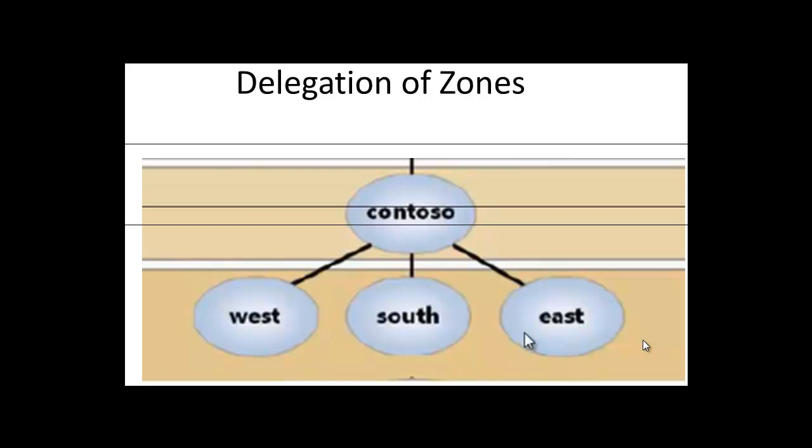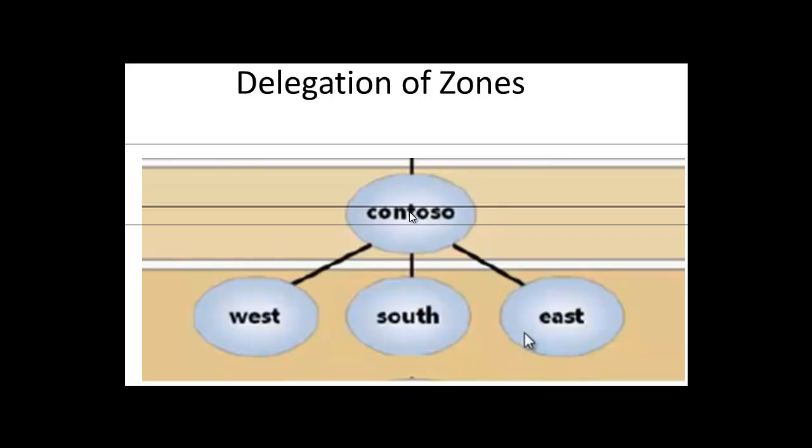Hello again, everyone. In this session, we want to look at the delegation of zones and how this is beneficial in the whole DNS scenario. Now, let us look at our example on the screen. We have Contoso, which is the main DNS zone.